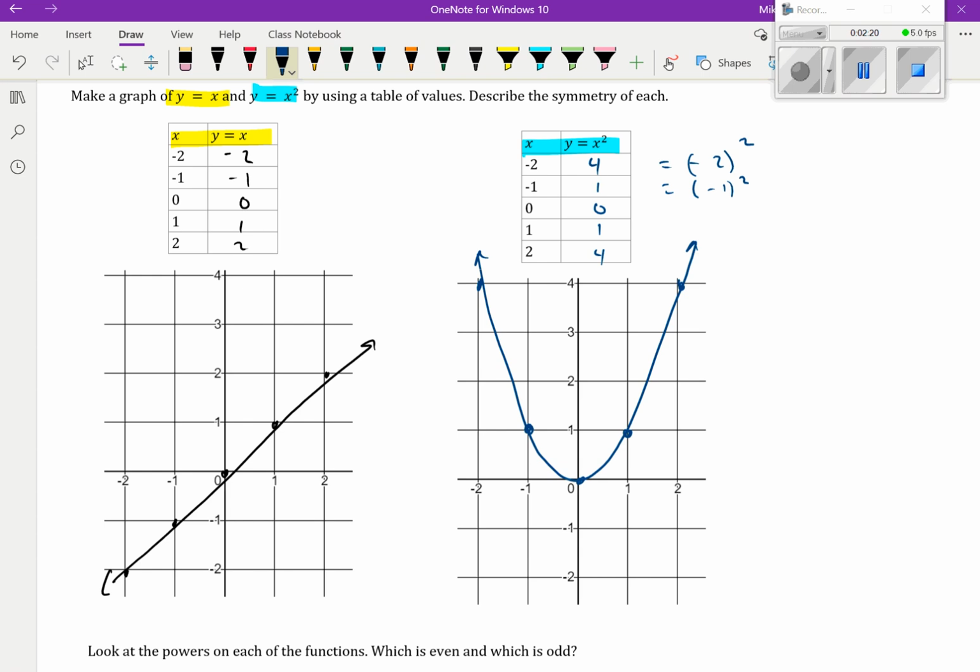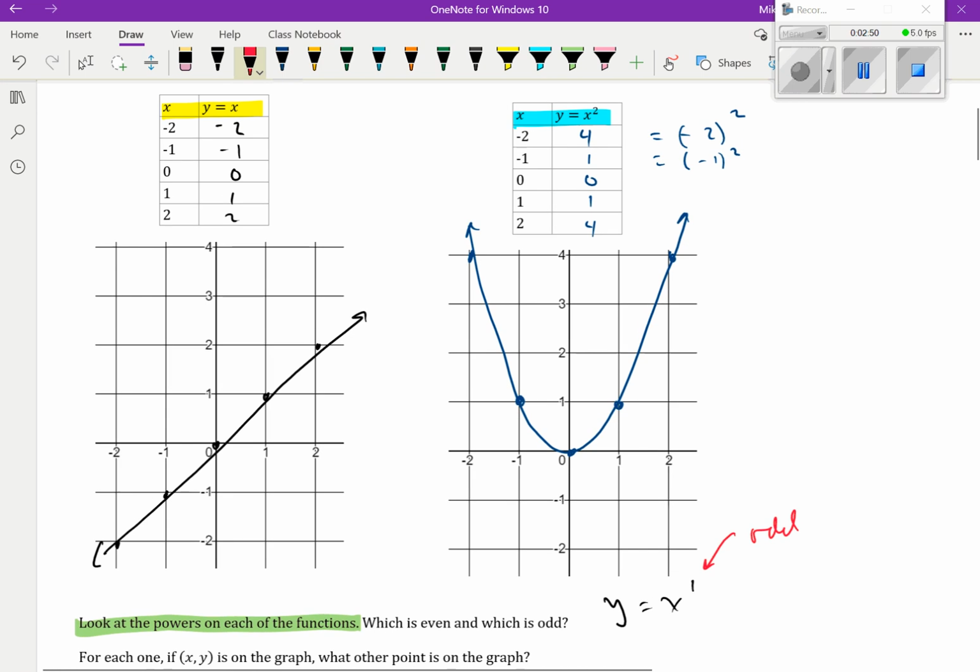So as we take a look at this, a couple of things to pay attention to. Our initial objectives: what we want to do is identify even and odd functions from graphs and also from equations. Well, how do we identify evens and odds? What we can do then is down here at the bottom, look at the powers of each of the functions. So if I take a look at y equals x, that's really y equals x to the first. This power here, 1, is that an even or an odd number? Well, that is an odd number.